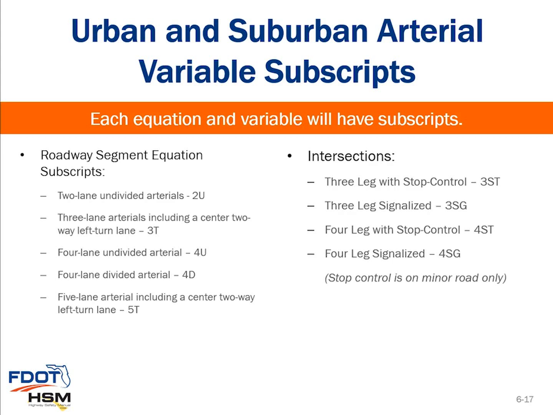We also have 4 different facility types for intersections. 2 3-legged, stop control and signalized, and 2 4-legged, again stop controlled and signalized. And the stop control is only for the minor street only. There is no 6-lane segment or intersection analysis procedure at this time, but as I'll talk about at the end of this webinar, that is forthcoming.